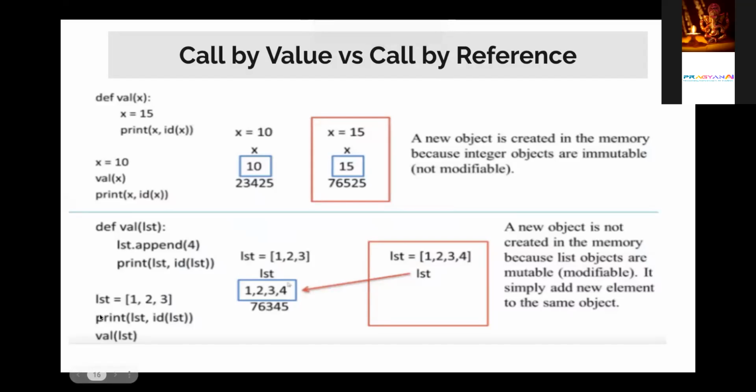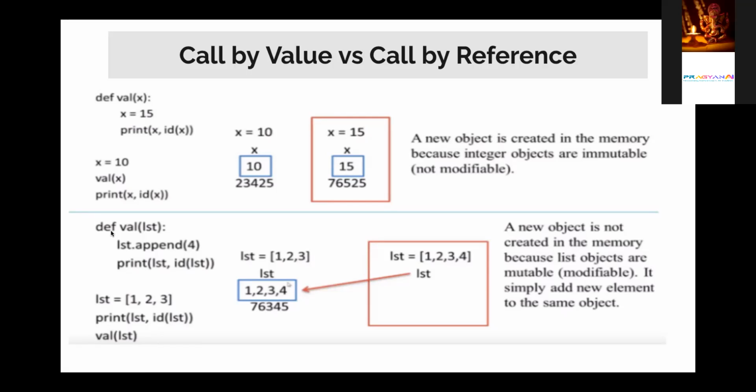So I'm trying to create a list, with values like this: lst is equal to 1, 2, 3, 4. And now I'm trying to print this list and its ID. Then I'm trying to call that function, val lst.